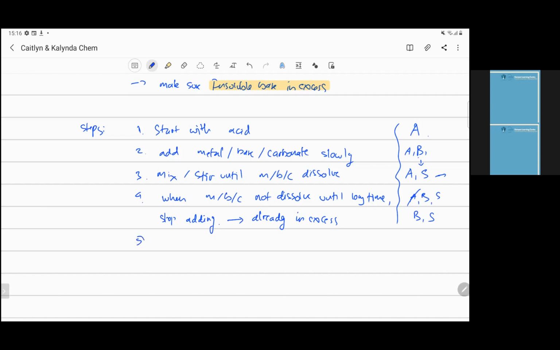The next step here, we are going to filter the excess base, excess metal, or base or carbonate. If you filter them, then we have only the salt in the liquid. And that's it.